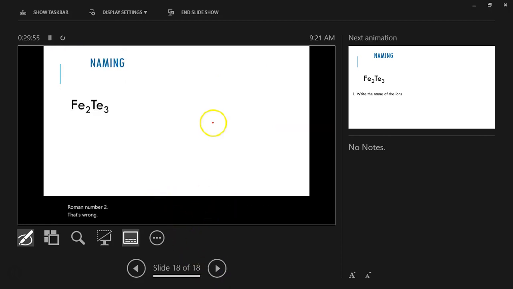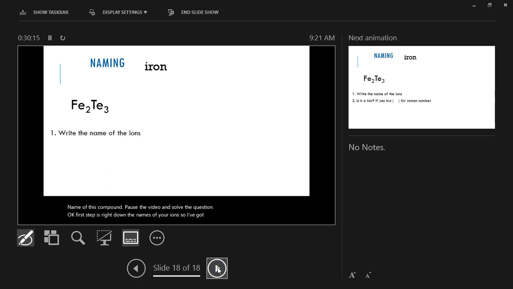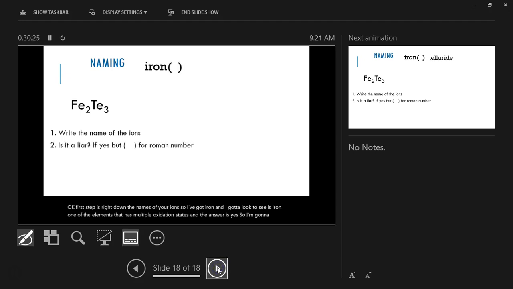All right, so go ahead and write the name of this compound. Pause the video and solve the question. Okay, first step is write down the names of your ions. So I've got iron, and I go look to see, is iron one of the elements that has multiple oxidation states? And the answer is yes. So I'm going to put Roman numbers. I don't necessarily know what they are right at this minute, but I will find that out in a second.